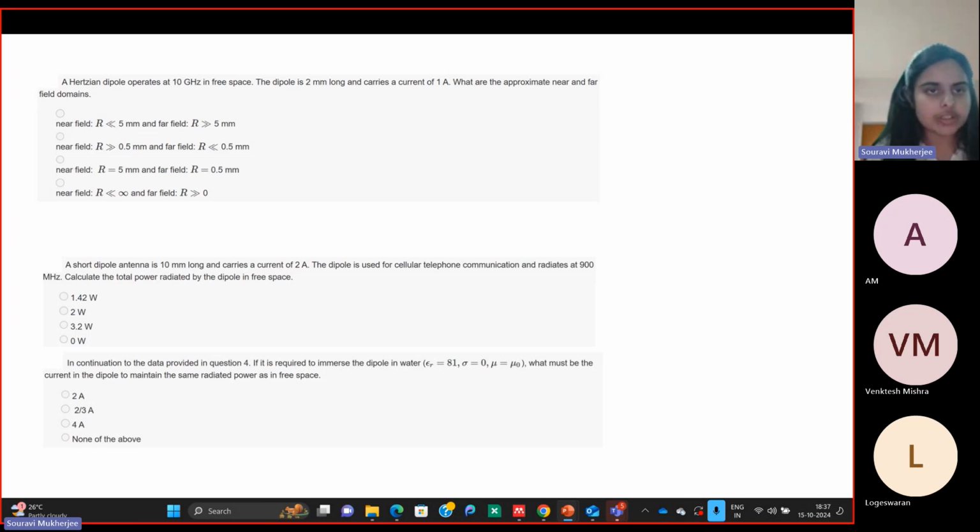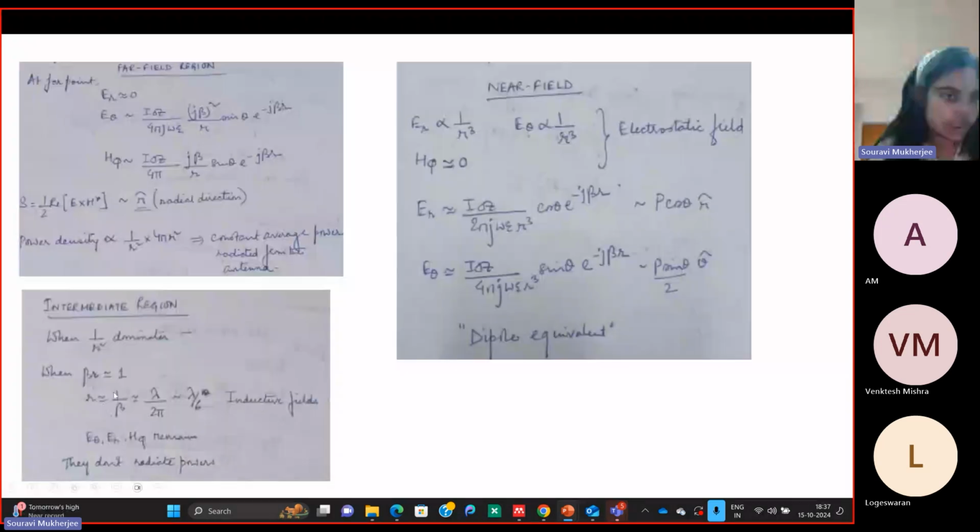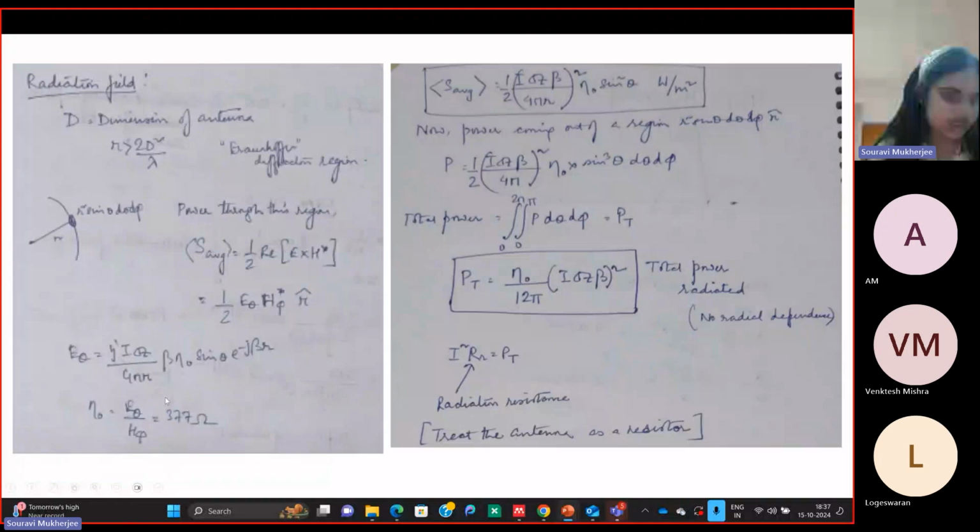Right. So now once you know the wavelength, you know the dimensions. Now you have to use this relation, which is given as r equal to 1 by beta. So when r is much smaller than 1 by beta, it's the near field regime. When r is much greater than 1 by beta, it's the far field regime, right? And beta is given as 2 pi by lambda. So you have to find the value of lambda from the frequency, okay, and use this relation. That would give you the answer for this kind of question.